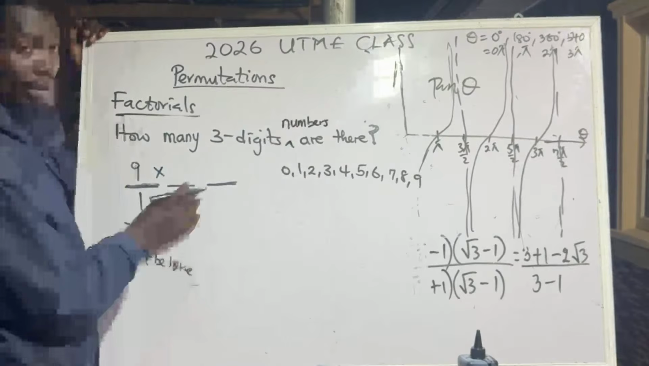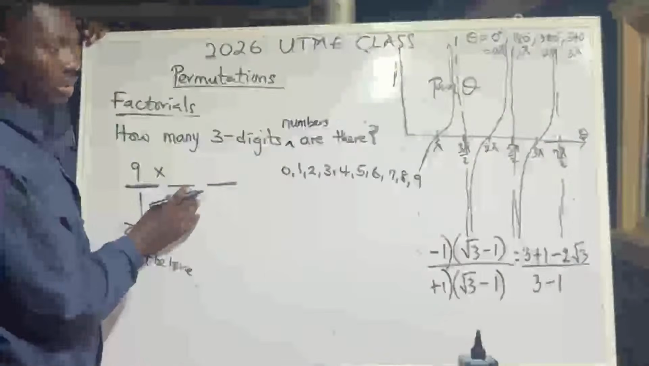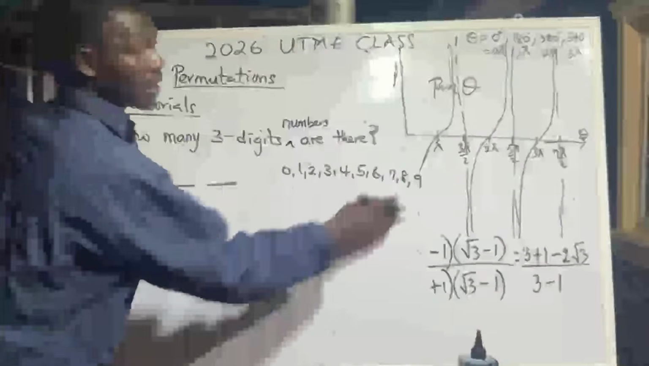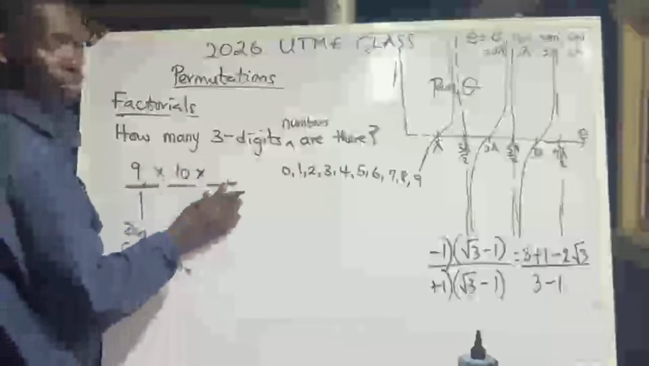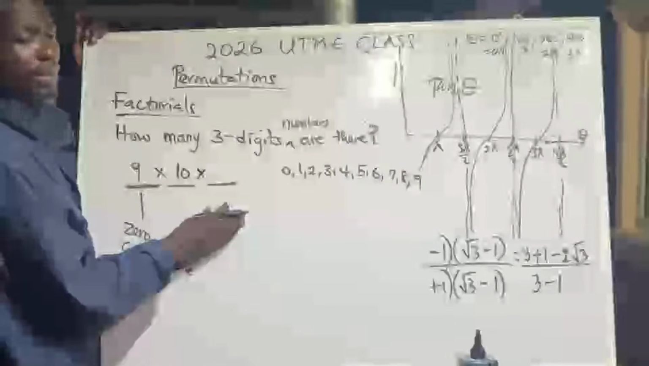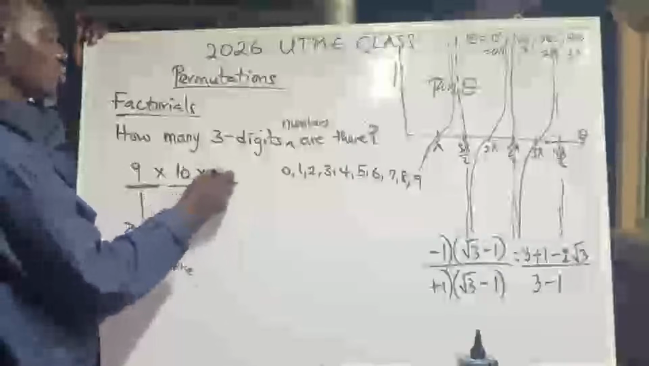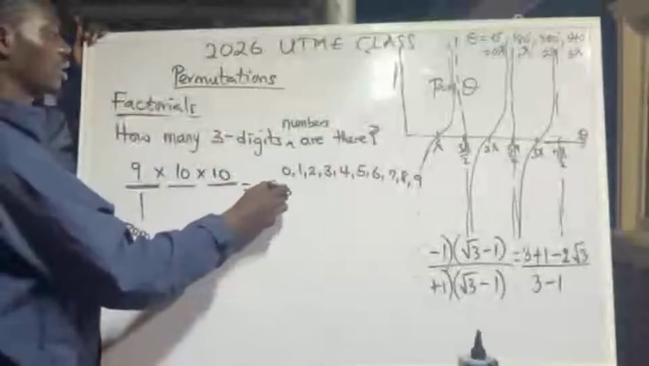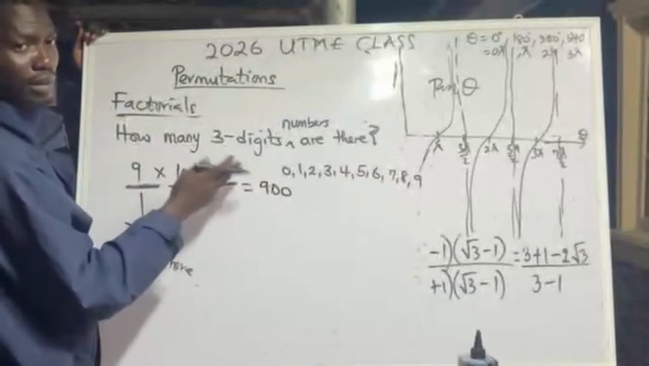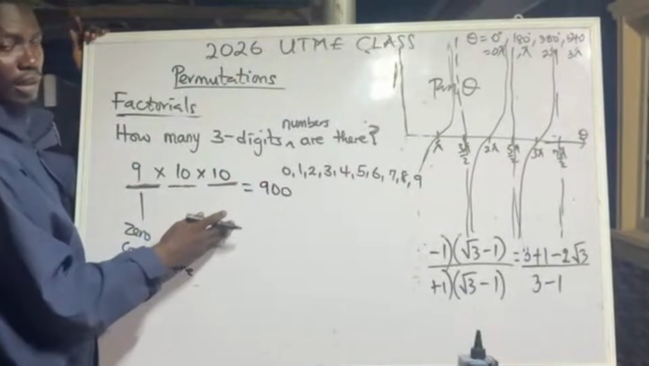Okay, so this one here, it has how many options? 10 options. So it can take any of these 10 digits. Multiply by, and the last one also can take how many digits? 10. It has 10 options. So how many 3-digit numbers do we have? 900. That's 9 times 10 times 10. Okay? I believe that one is clear.